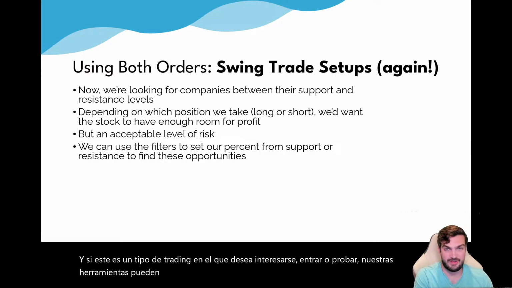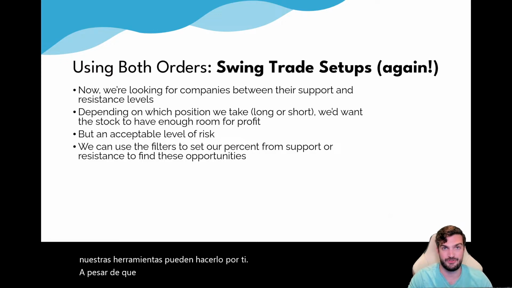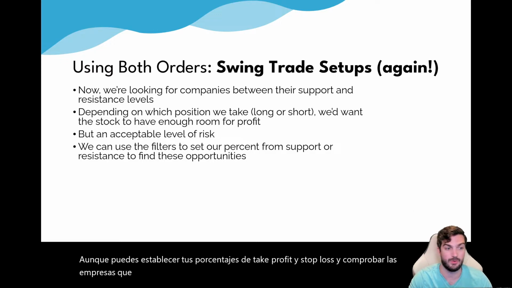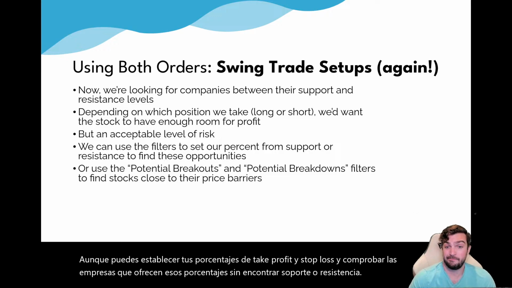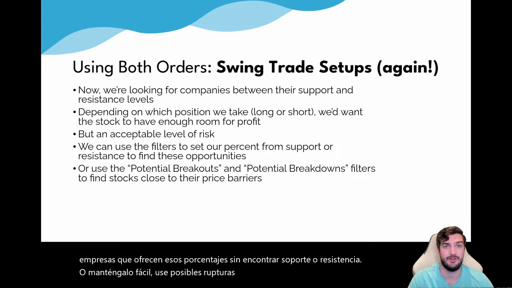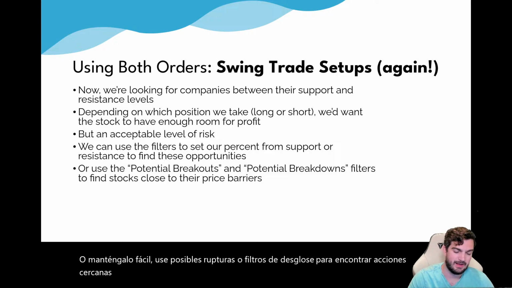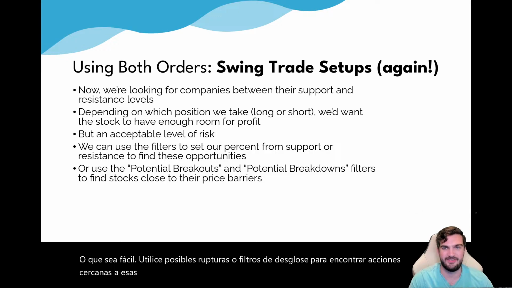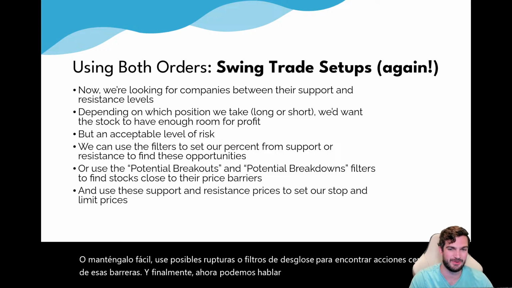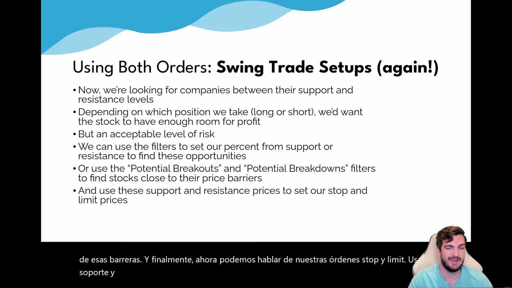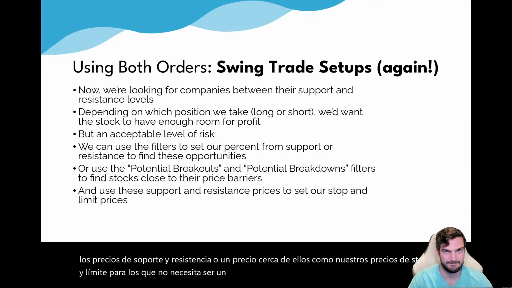So you can set your take profit and stop loss percentages and check companies that offer those percentages without hitting support or resistance. Or keep it easy. Use potential breakouts or breakdown filters to find stocks close to those barriers. And finally, now we get to talk about both our stop and limit orders. Use the support and resistance prices or a price near them as our stop and limit prices, so you don't need to be a day trader to be a swing trader.